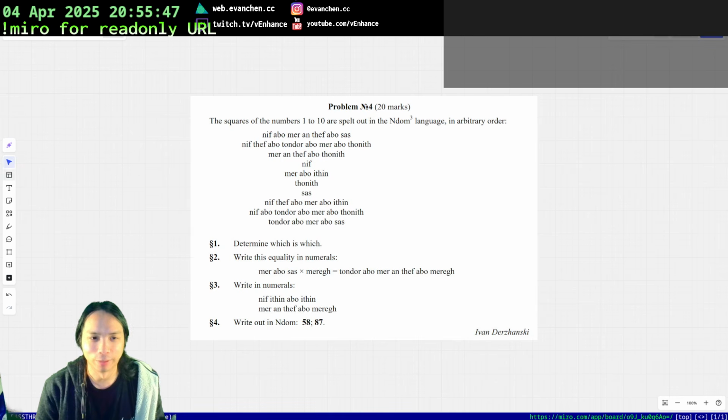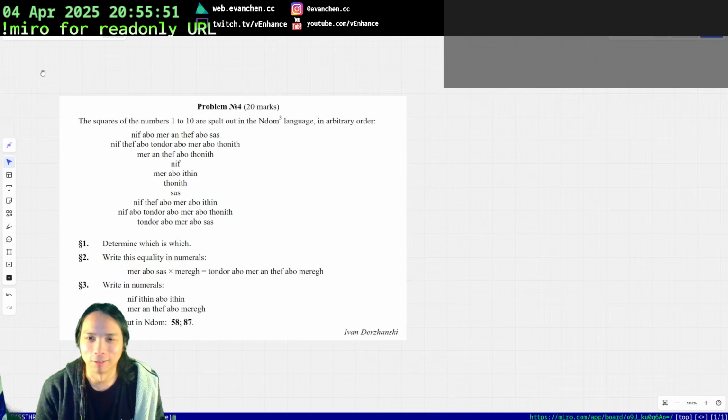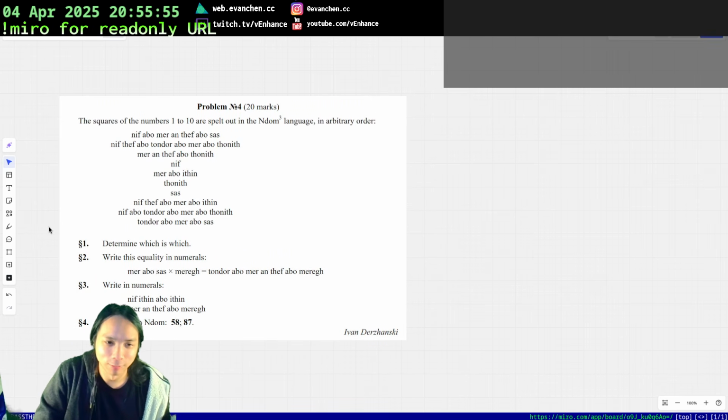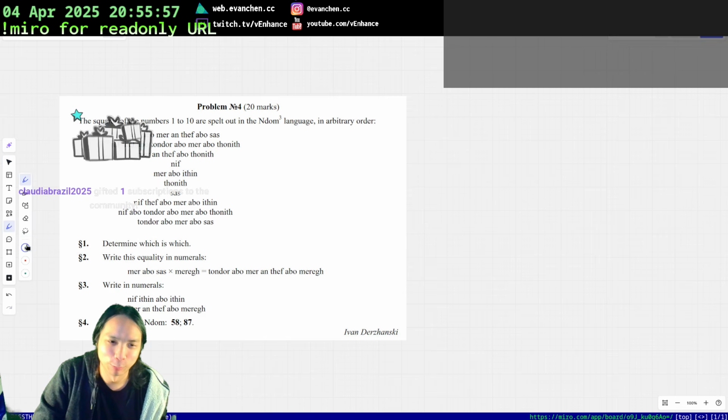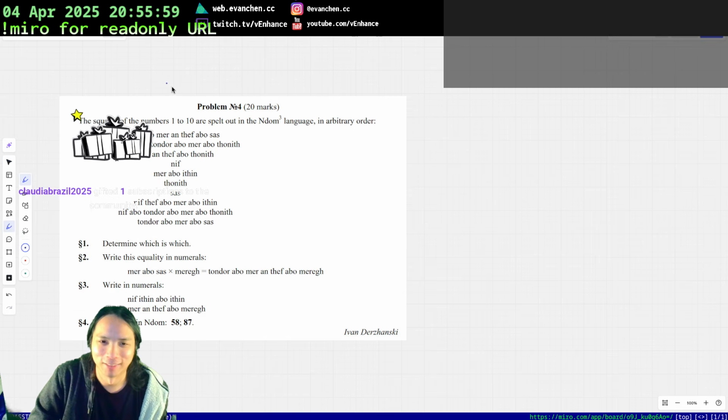This is from the 2007 IOL. I'm gonna start by actually computing the squares, and someone yell at me if I screw up computing perfect squares, because that's on brand for me.